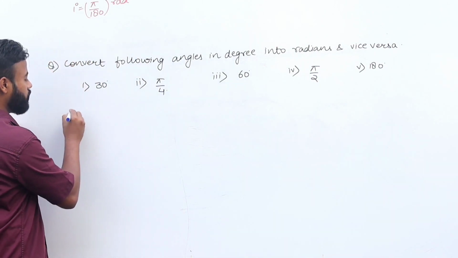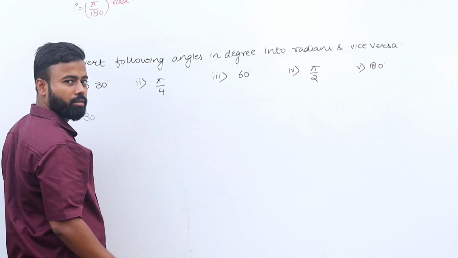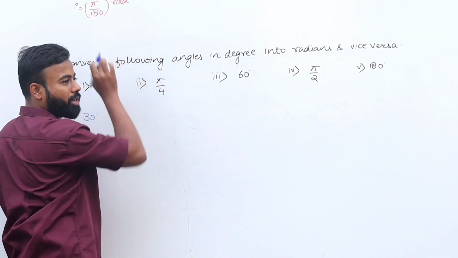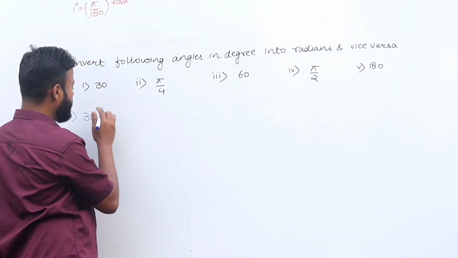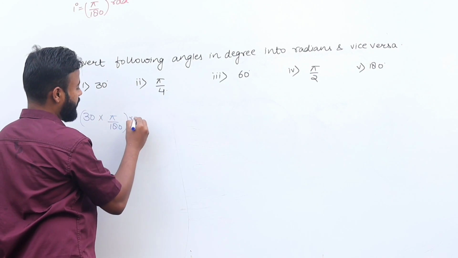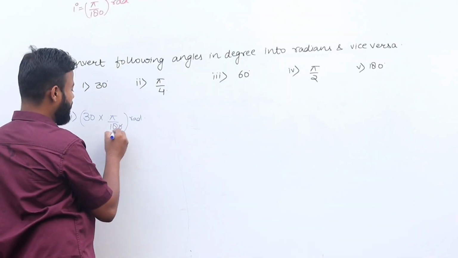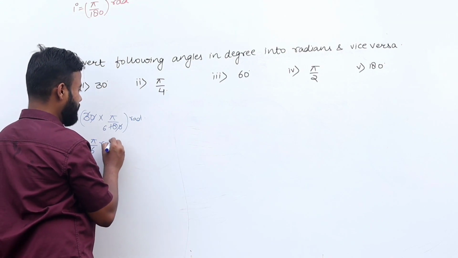Then what we have to do? 30 degree. 1 degree is equal to pi by 180 radian. Then 2 degree is equal to 2 into pi by 180. 3 degree is equal to 3 into pi by 180. Then 30 degree is equal to 30 into pi by 180 radian, and that simplifies to pi by 6 radian.